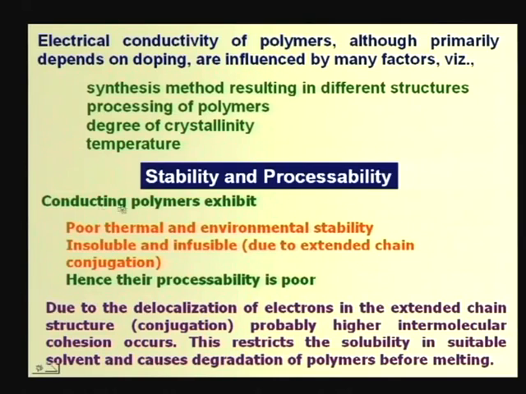Then stability and processability. Conducting polymers exhibit poor thermal and environmental stability, and are insoluble and infusible due to extended chain conjugation. Why is it infusible? Why is it insoluble? Now, if two units combine together, forming aggregates by virtue of their electronic interactions through secondary forces, then it becomes bigger in size, and such species are difficult to dissolve in a solvent.